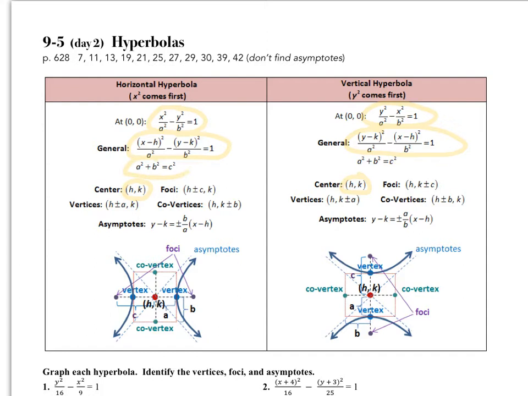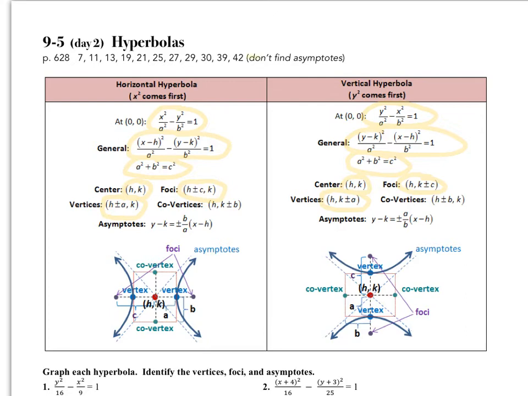We also learned this formula to figure out a, b, or c, and when you have a horizontal hyperbola, you're going to add and subtract c to the h. But when it's vertical, you're going to add and subtract c to the k. And same thing with the vertices. You're going to leave the y alone if it's horizontal, and you're going to add a to the x. If it's vertical, you're going to leave the x alone and add a to the y.